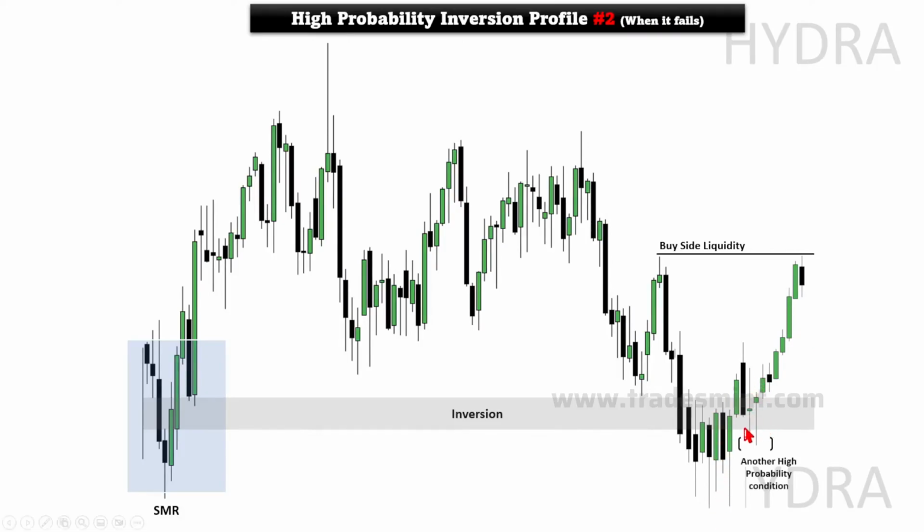And this right here, we'll use this condition just like before, right? In this condition, price closed the candle's body above the old inversion from the SMR leg. Now we don't want to see price going below again and closing a candle's body below. That's where we can do the damage. We'll put our stop loss below the inversion from here and we should be safe.